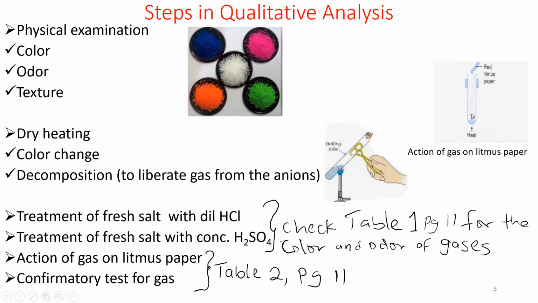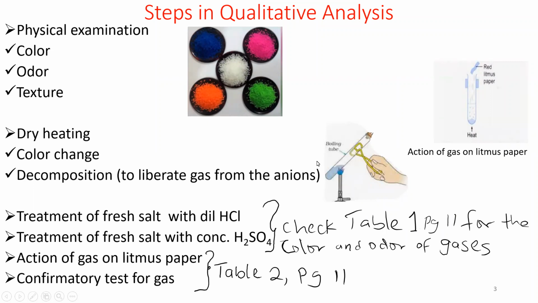And it's always good to use a damp litmus paper. With that, you'll be able to know if the gas is acidic or if the gas is basic. And I always advise students to do the action of gas on litmus paper during the dry heating.